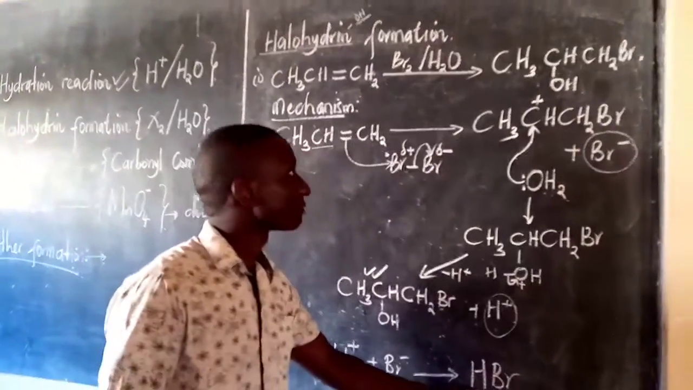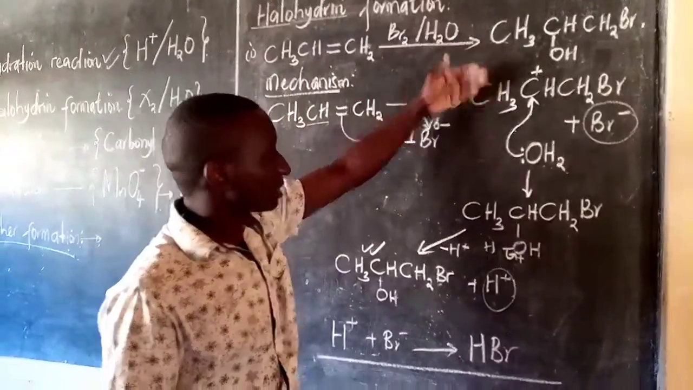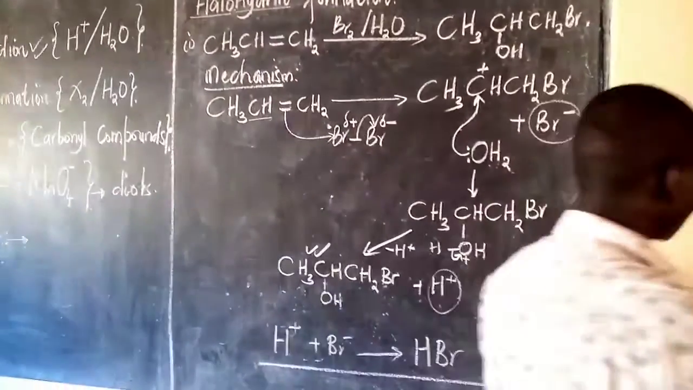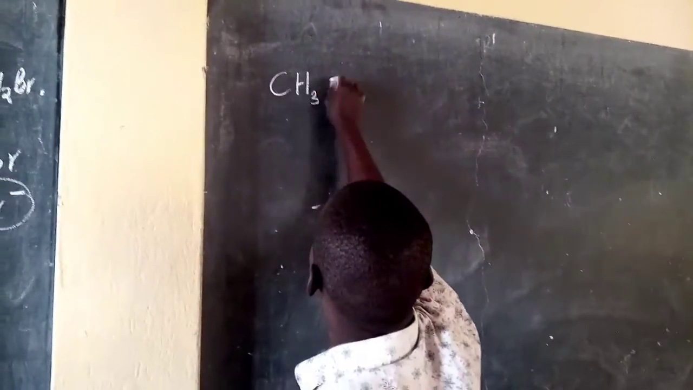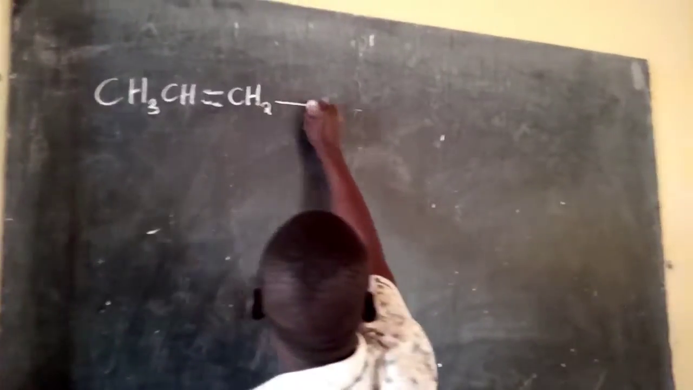Plus this minor product. This is the first mechanism, or first alternative mechanism. Let us see alternative mechanism number 2. By arranging it here, we shall bring propene, which is this.